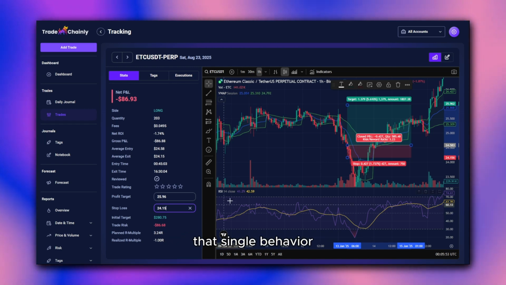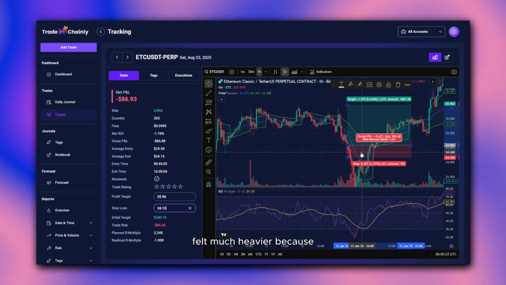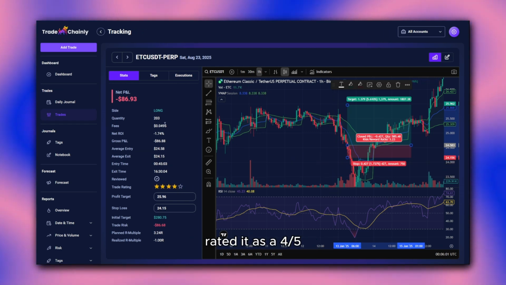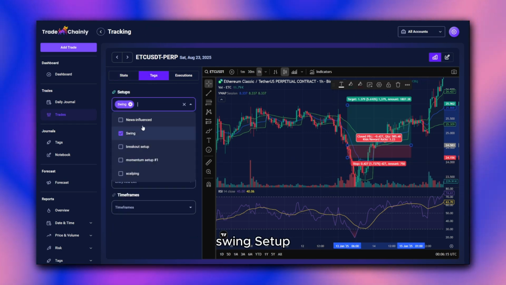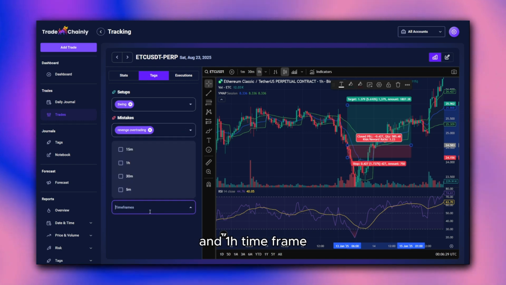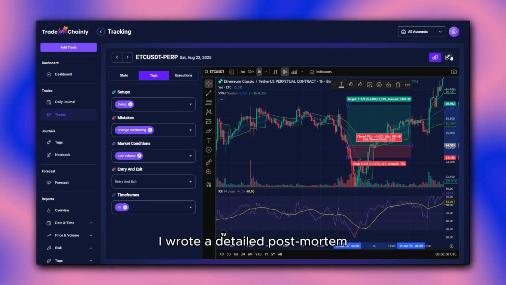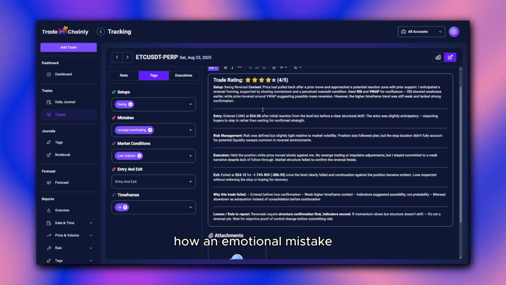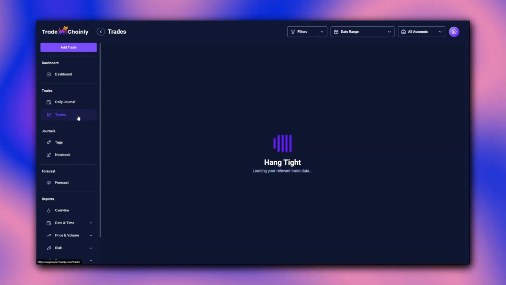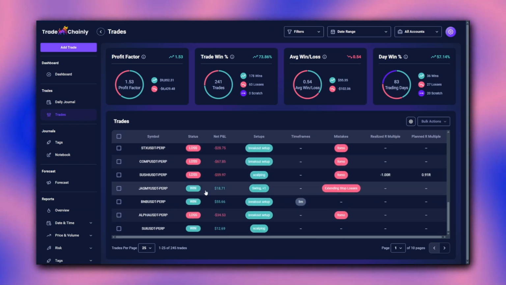That single behavior, moving the stop, turned a manageable loss into a big drawdown. Felt much heavier because I broke my own rules. Rated it as a 4 out of 5. I tagged the trade as swing setup, revenge trading from the mistakes category, and 1-hour time frame. Once my head cleared, I wrote a detailed postmortem on exactly how an emotional mistake turned a small loss into a big problem.